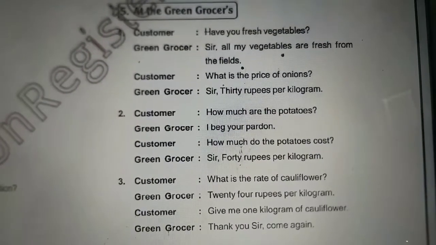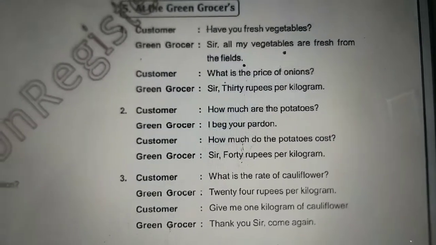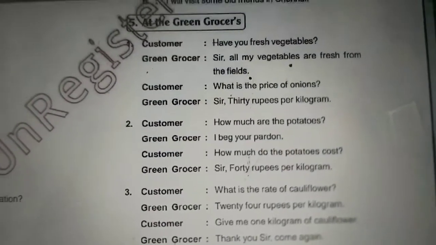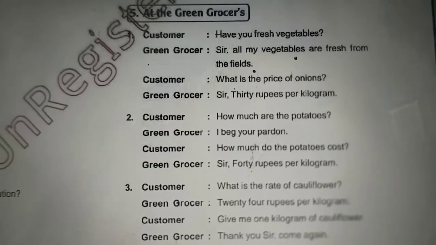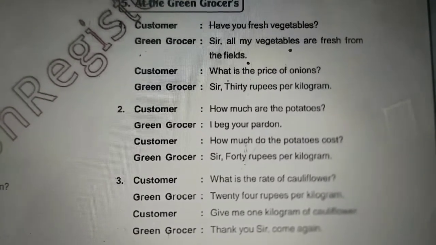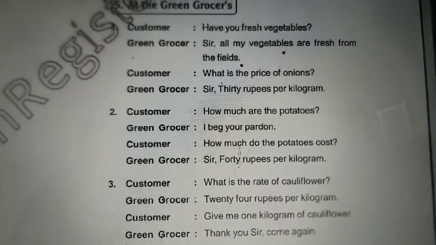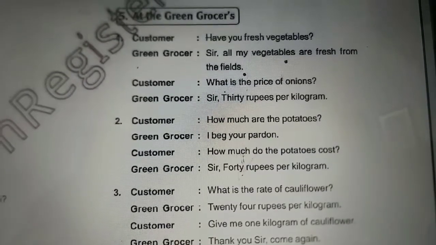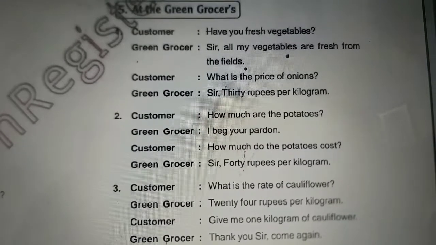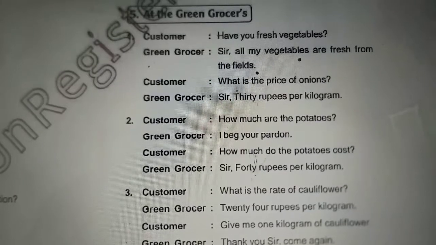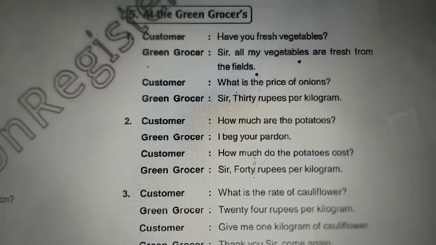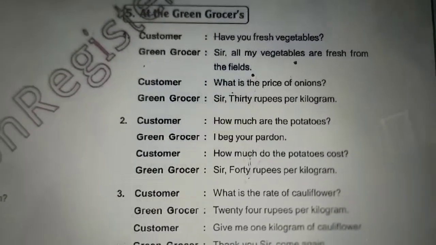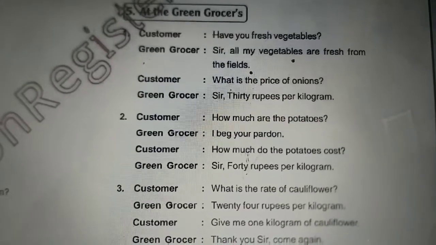Then the customer wants to buy onions. So he asks, "What is the price of the onions?" Greengrocer tells him, "Sir, 30 rupees per kilogram." So the first set of conversation ends. Then the customer asks, "How much are the potatoes?" Greengrocer: "I beg your pardon." What does that mean? Sorry, I couldn't understand, or I'm not able to hear you. Come again. So I beg your pardon. That is like saying sorry, I didn't hear you properly, as we say in Tamil. Customer: "How much do the potatoes cost?" "Sir, 40 rupees per kilogram."